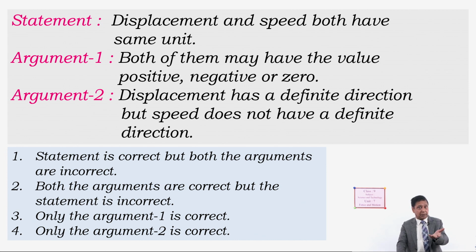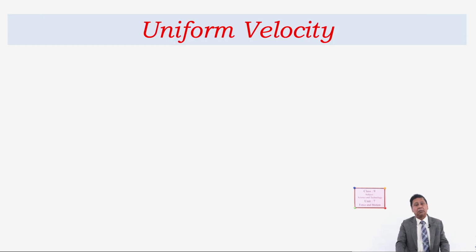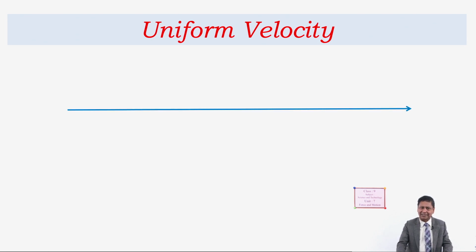There is another type of motion called uniform velocity. Now what is uniform velocity? I want to present one diagram first and then I will explain about the uniform velocity. Look at this diagram. Let's say a body starts to move from this point and moves towards this direction, and after every 1 second it reaches this mark. At first it is at this position, after 1 second here, after another 1 second here, another 1 second here.